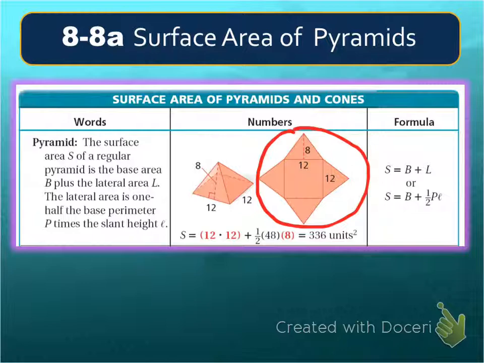But this formula just takes the surface area S of the regular pyramid is the base area, which is a capital B, plus the lateral area, which is a capital L. The lateral area is 1/2 the base perimeter, capital P, times the slant height, which looks kind of like the cursive L. So that means our lateral area is 1/2 the perimeter times the slant height. Remember, lateral area is just the area of the sides.